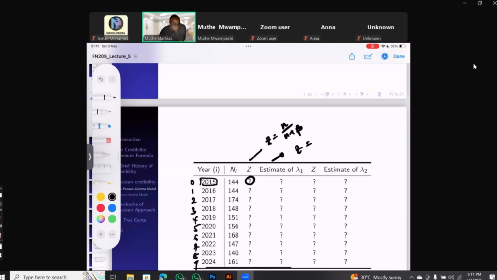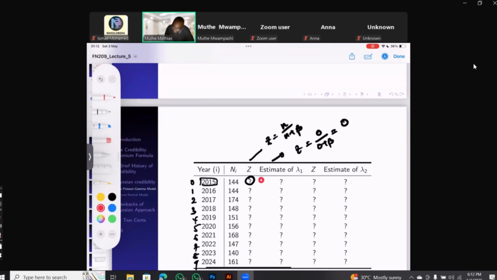Our n should be 0, right? We don't have any data in this case. We don't have any prior data. So we are saying Z will be equal to 0 divided by 0 plus beta, which is equal to 0. So our Z in this case is actually 0, which makes more sense.